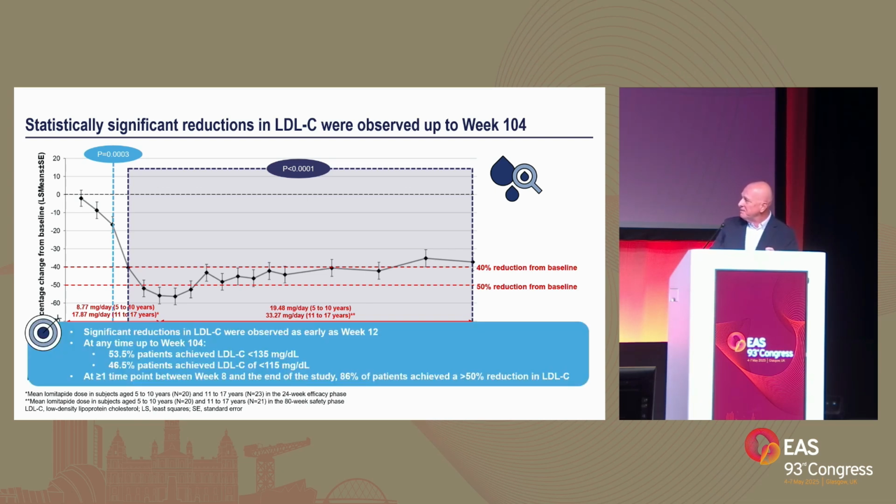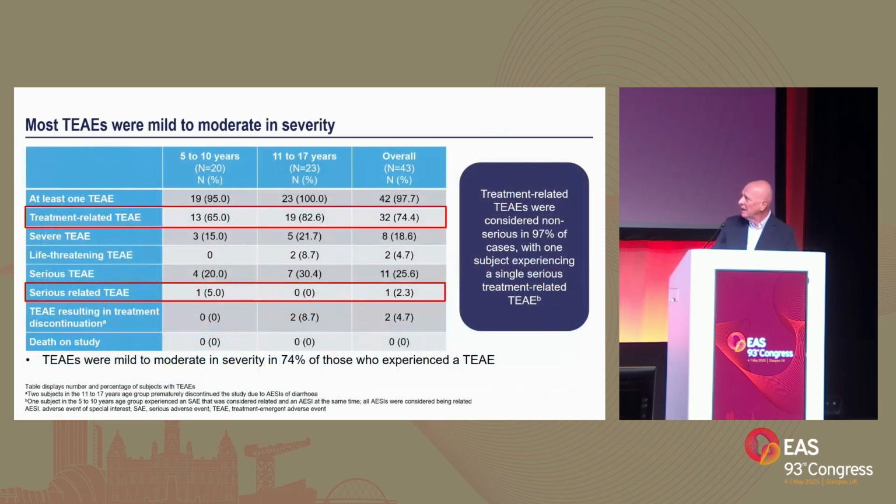On top of that, 53% of the patients achieved LDL below 135 across the study, and at least one time, 86% of the patients obtained an LDL reduction of more than 50%. Here you have the TAs, and 74% of the patients show any kind of TAs. However, only one had a serious TA associated with the medication. It was a patient that showed an increase in transaminases 5 times above the upper limit of normal.